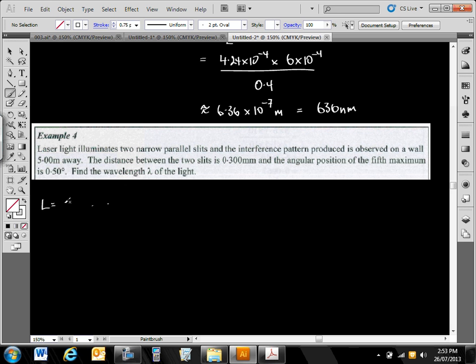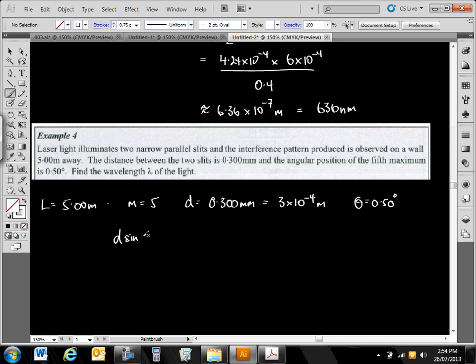Okay, L equals 5 meters. M equals 5, fifth maximum. D equals 0.300 millimeters, which equals 3 by 10 to the minus 4 meters. And theta equals 0.50 degrees.